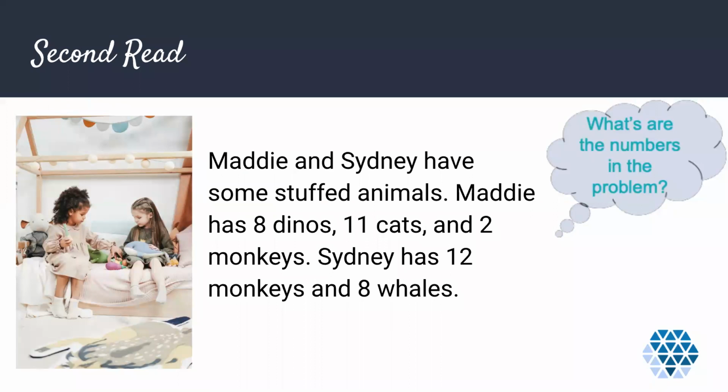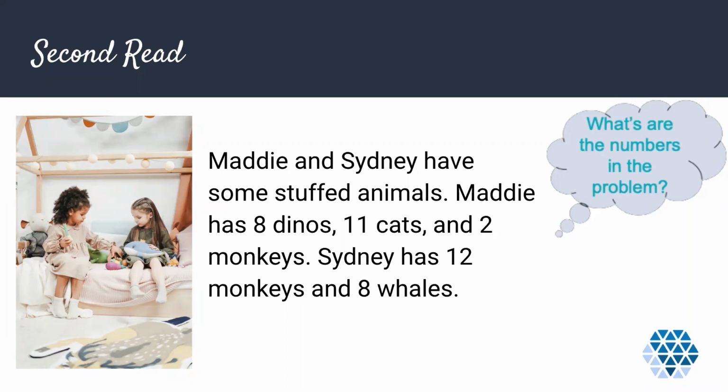Then we do the second read, and I could ask the students to choral read this. I could call on somebody to read it, and I'm going to make sure that they also have it in print in front of them. Notice this time the numerals are in the problem. During the first read, the numbers were pulled out so that students are just thinking about the situation. Now that we can create a visual of the situation, we add the numbers back in so they can think about the numbers in context.